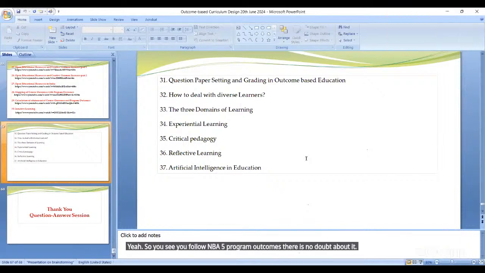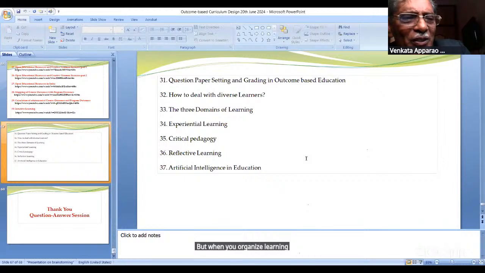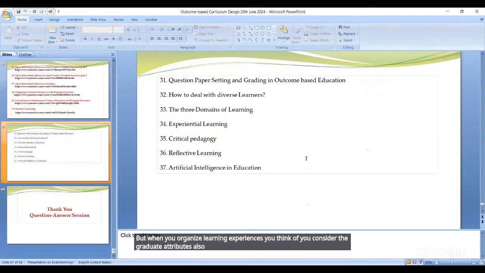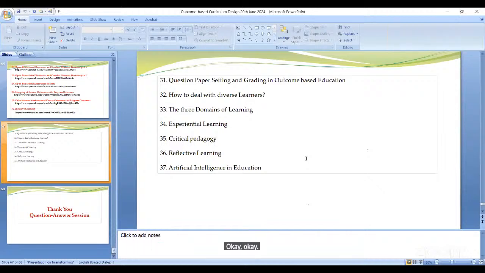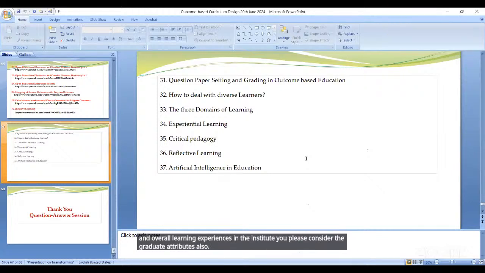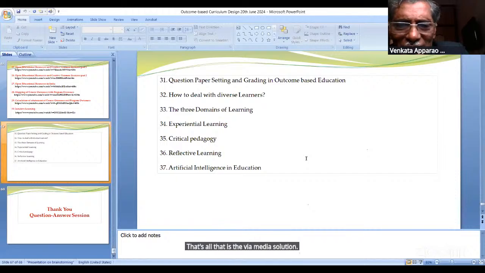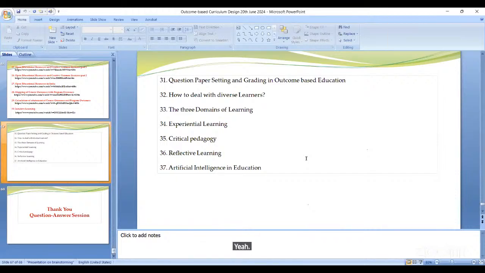But when you organize learning experiences, you consider the graduate attributes also. When you organize your teaching learning strategies and overall learning experiences in the institute, please consider the graduate attributes also. That is the via media solution. Right, sir. Thank you very much.